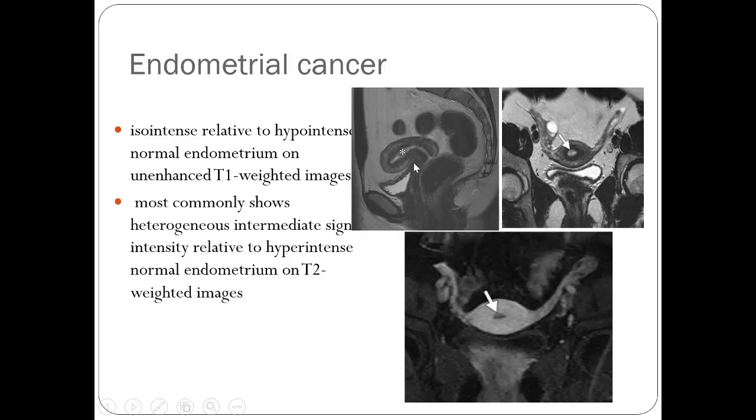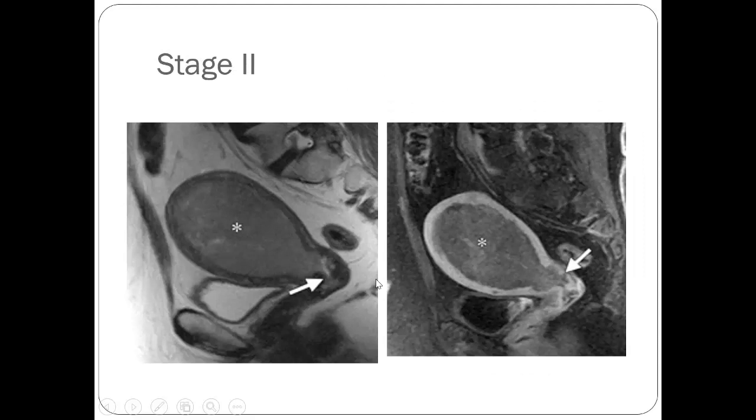This case was early carcinoma, and it's better seen. So when you find hypointense signal in the endometrium, usually correlate with the clinical data of the patient, and D&C is better to do. This is stage 2.